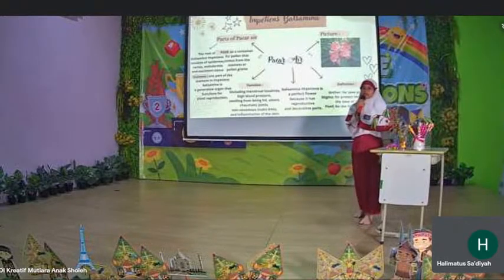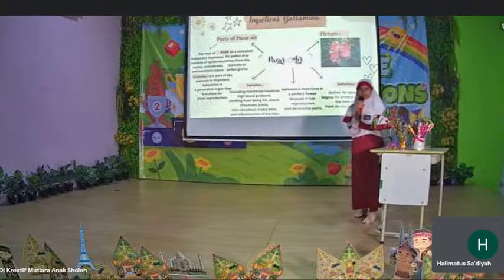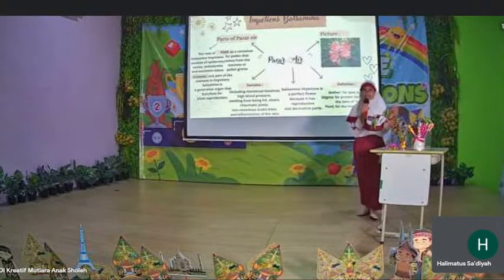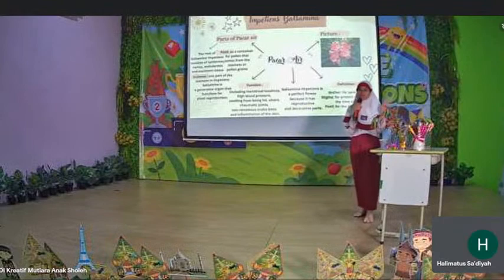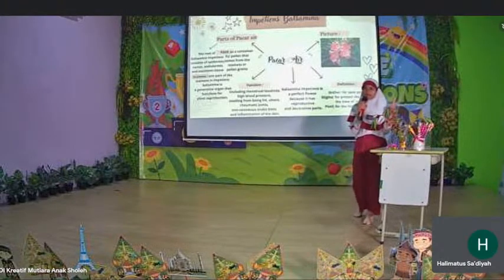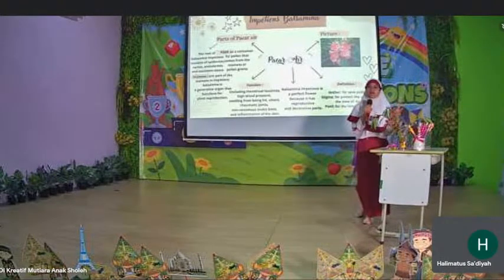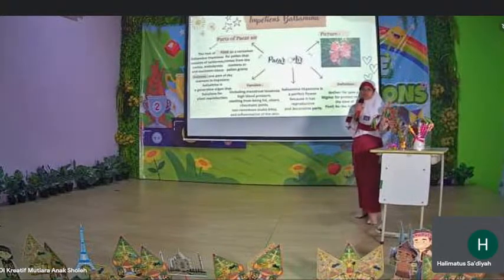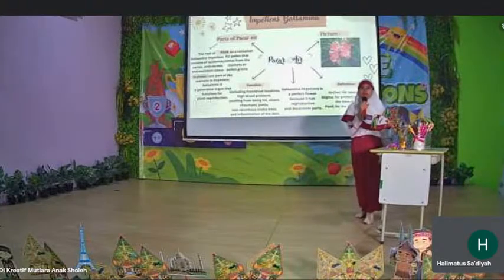What is the definition of Impatiens balsamina? The definition is: the first is anther to save the pollen, the second is a stigma, and the third is pistil, the female part of the flower. And it is the part of pacar air.